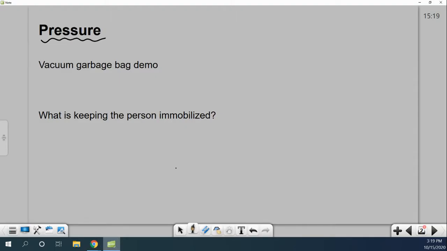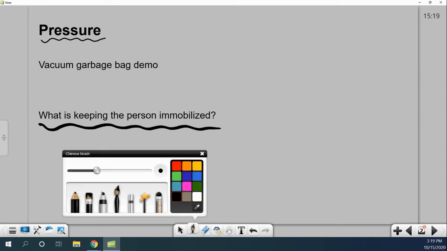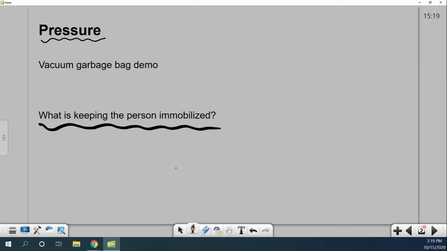Perfect. Good start. So, kid gets vacuumed into a bag. Bag sucks him in there. He can't move. He's stuck. He has to tell someone else to stop before he can't do anything. So, question. What is keeping this person immobilized? Why is it they can't move just because the air is out of the bag, right? It's just what's holding them there.